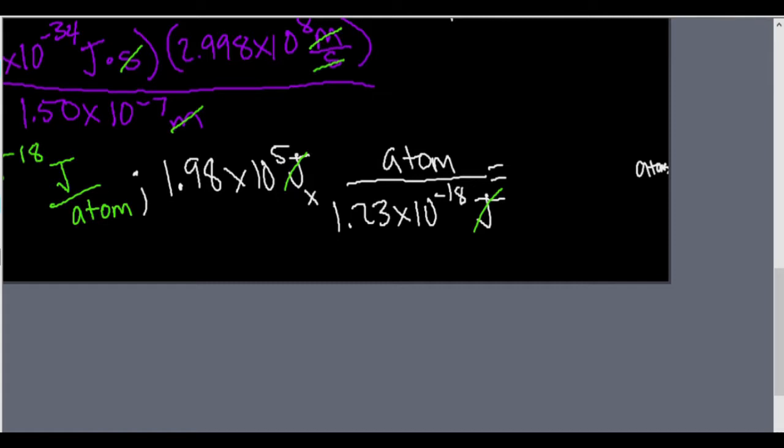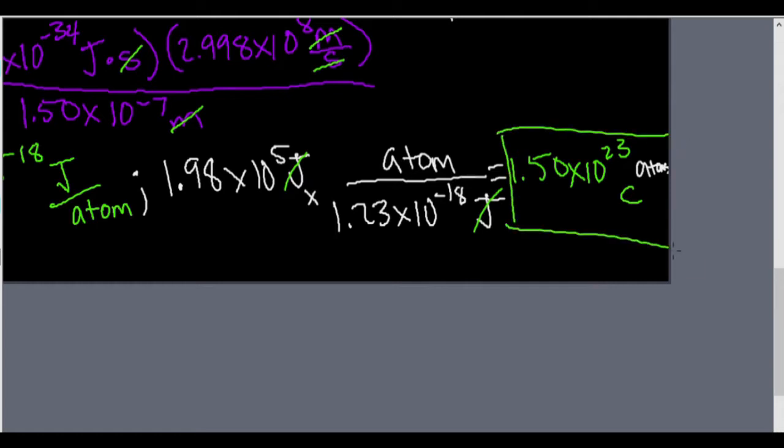And when you do that math, oh crap, I didn't do it beforehand. Calculator. Or give me like half a second. 1.50, that's right. I wrote it on the paper. Okay, it's 1.50 times 10 to the 23 atoms of carbon. That is what you get.